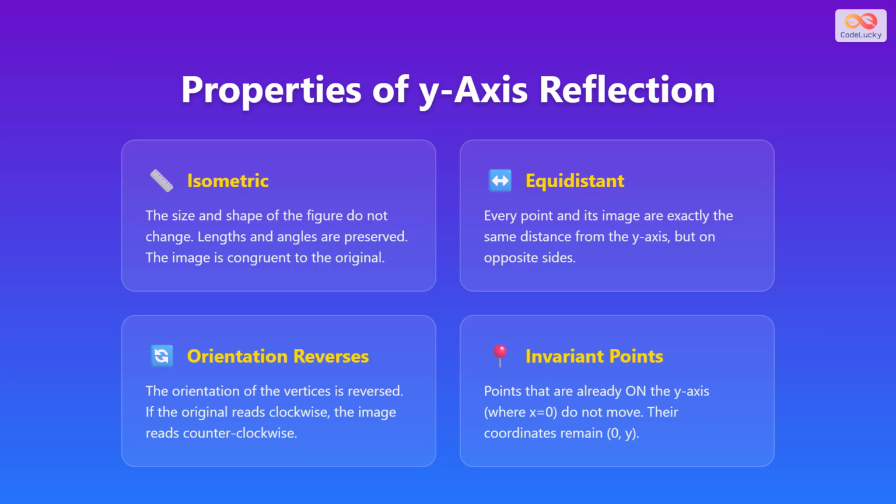There are a few key properties to remember. First, this transformation is isometric, meaning the size remains the same. Second, points are equidistant from the y-axis. And finally, the orientation reverses. If the original shape's points are labeled clockwise, the reflection will be counterclockwise.